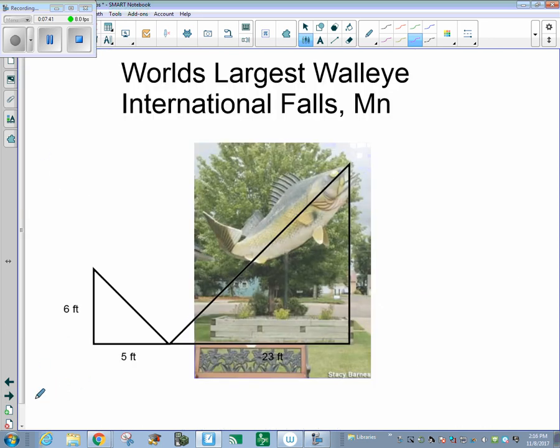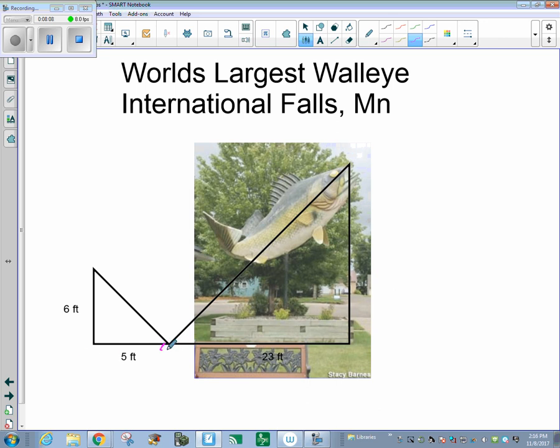All right, so let's do one more. And so we found the world's largest walleye. It's a statue in International Falls, Minnesota. And so we want to find the height of this statue over here. And basically this time we're putting a mirror on the ground, and we have a person standing over here measuring 6 feet tall. When they're looking down, their eyesight is 6 feet tall. So they're looking down on the ground here, and they notice they are 5 feet away from a mirror.